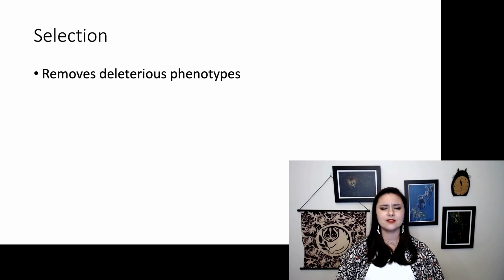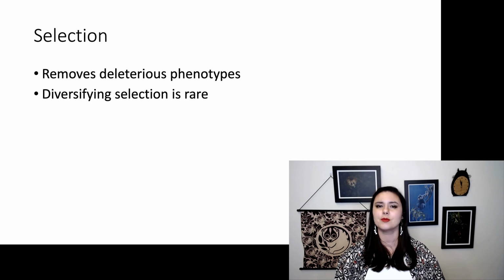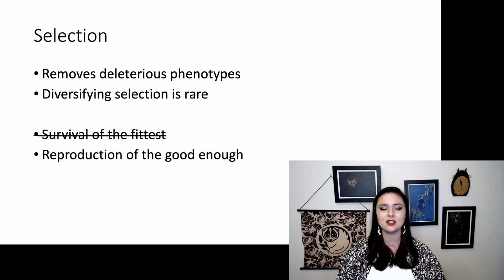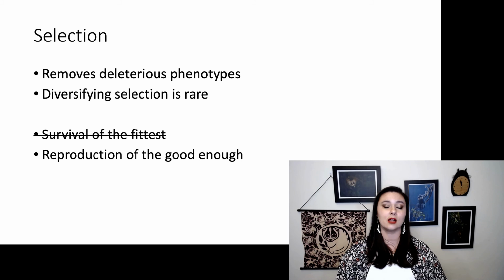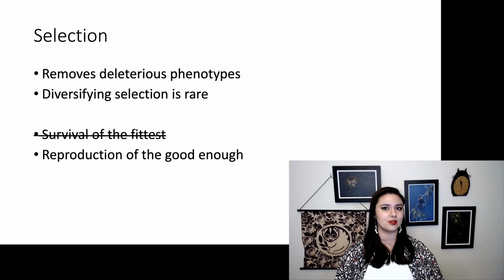With selection, we are actively removing deleterious phenotypes from our populations. There is occasionally diversifying selection, but that is very rare. Again, this is not survival of the fittest. Think of this as reproduction of the good enough. We are simply removing the worst phenotypes from the population rather than just simply selecting the best and creating the strongest phenotype. That's not really how evolution works.